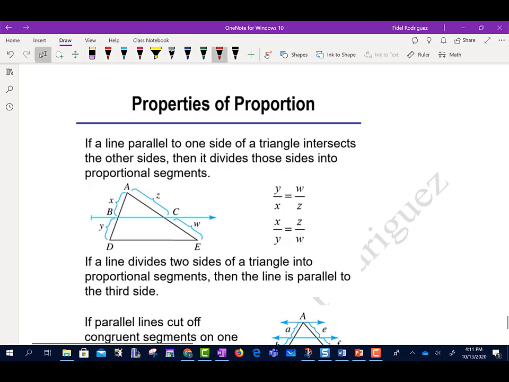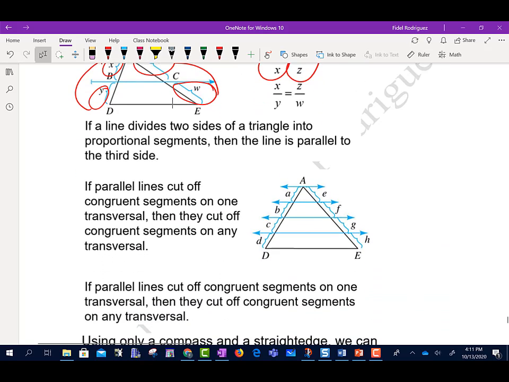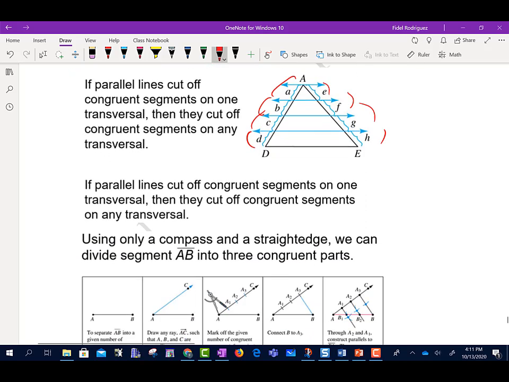Notice how they're writing it here. They're saying the fraction of y to x is going to be equal to the fraction of w to z, right there. Or vice versa, x to y will be z to w. And we can keep playing that game as many times as you want. You can have a whole bunch of parallel lines and we can write lots of proportions.